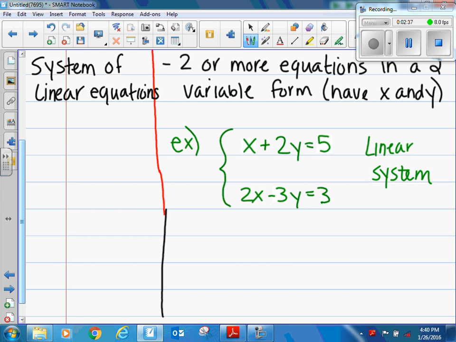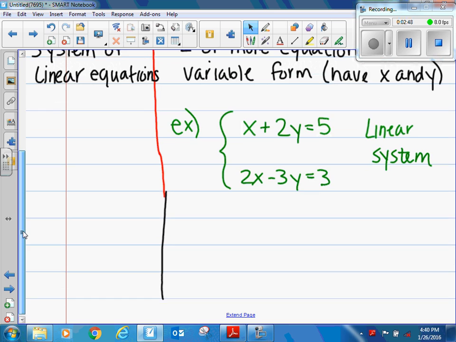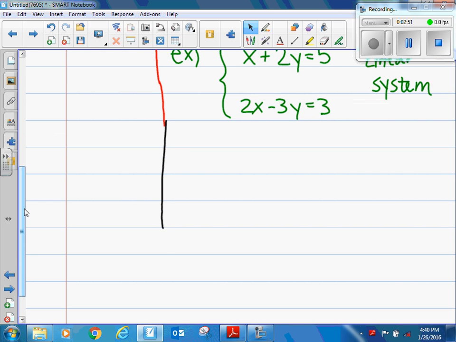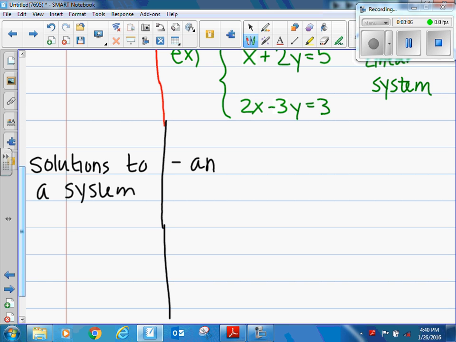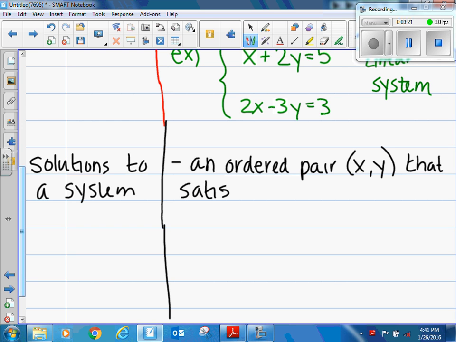Sometimes they'll have two, sometimes there could be three. Like we said in the definition, it's two or more. So we're not limited to only two equations. We could have three, we could have four, and so on and so forth. So let's look at the type of things that we'll have to do with these systems. First, let's talk about the solution or solutions to a system. Well, the solution is going to be an ordered pair, we know that's (x, y), that satisfies each equation in the system.